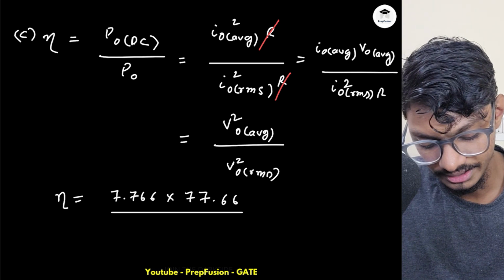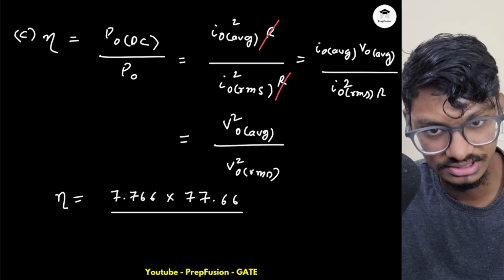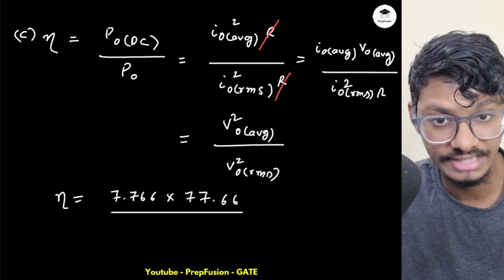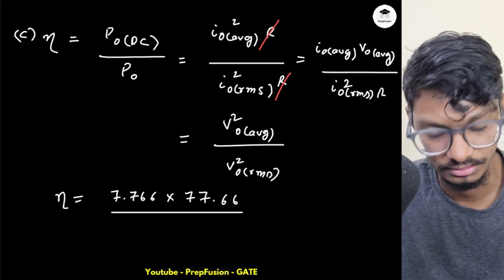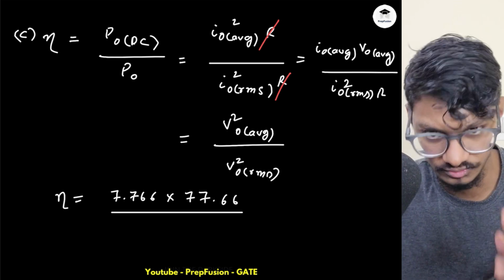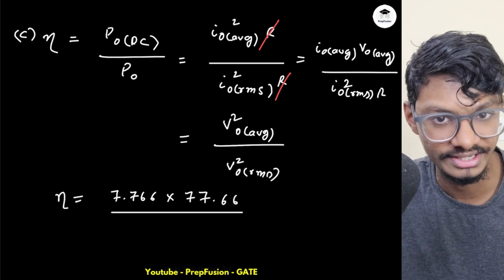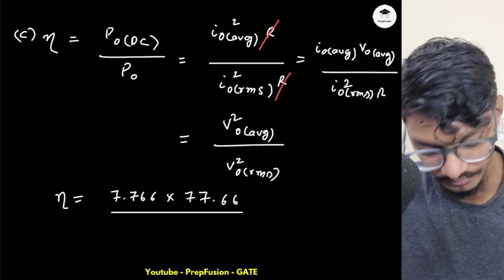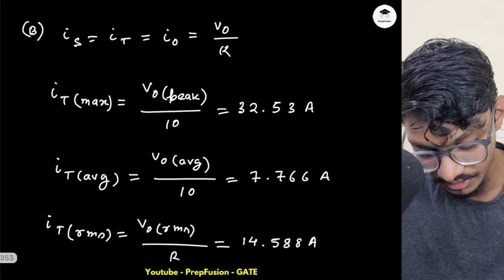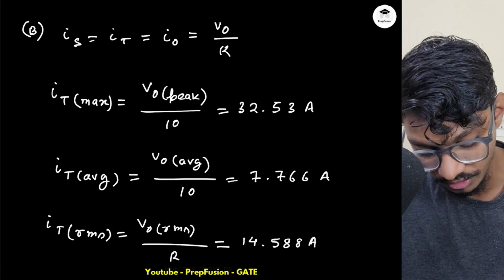Or what you can write is, just for this case, it will be VO RMS into IO RMS, because the power factor of resistance is 1. Hence the apparent power becomes the active power, right? Because the load power factor is 1. Why? Because in the load I have only a resistor, and what is the power factor of a resistor? It is unity. That's why. So it will be simply, I can write it as IO RMS whole square into R. What is IO RMS?